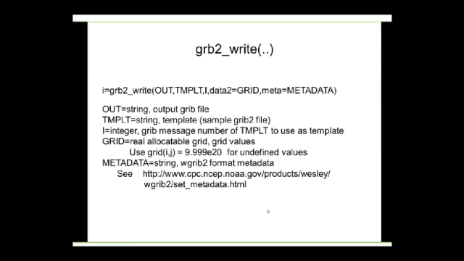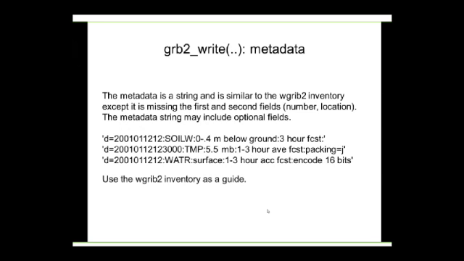This is like you're creating a new grib2 file that you don't know much about, one field, such as surface temperature. Here's an example. The metadata is a string similar to the default inventory, except it's missing the first two fields. This is straight out of the wgrib2 inventory. This one is a wgrib2 inventory with an extra field saying packing equals J, so we're now going to JPEG packing. This one is using the default, which is standard simple packing.